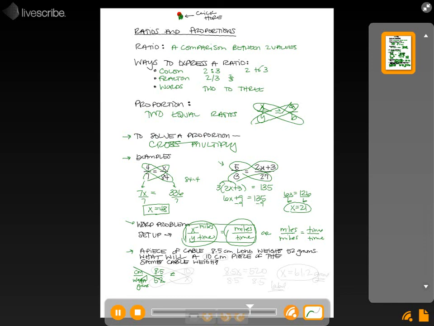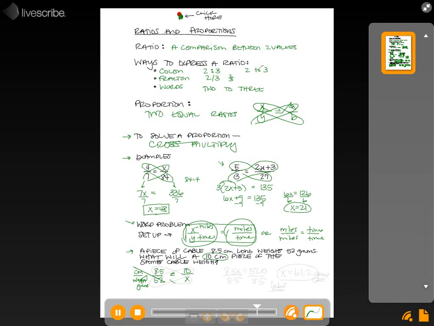And they give us one other piece of information. They only give us that we're looking for a 10 centimeter piece. So that goes on top, and we're looking for the weight. So our weight would be what we're trying to find, the x here. And then there's our proportion. So the centimeters are on top, and the weight, the grams, are on the bottom. Now you could have that flipped. You could put the grams on top and the centimeters on the bottom. As long as you're consistent and have them lined up across, you're perfectly fine. You're going to get the same answer either way.